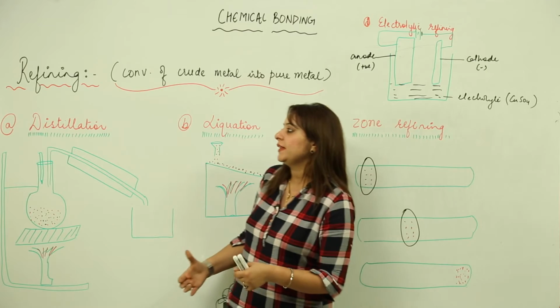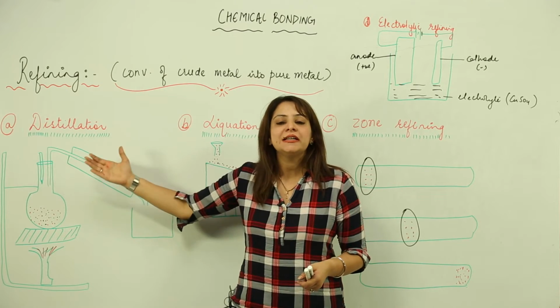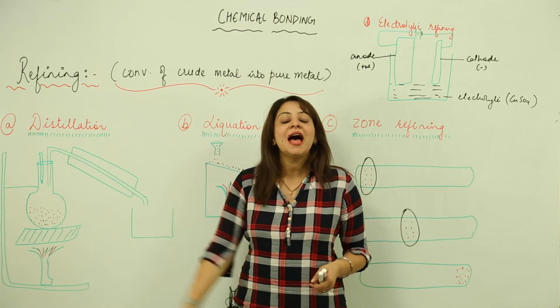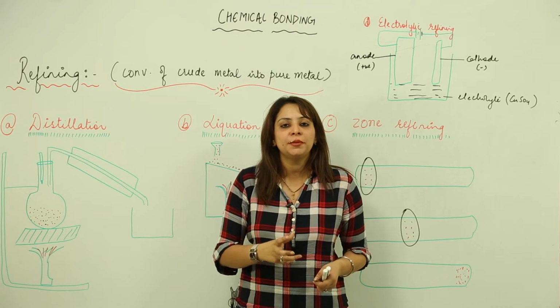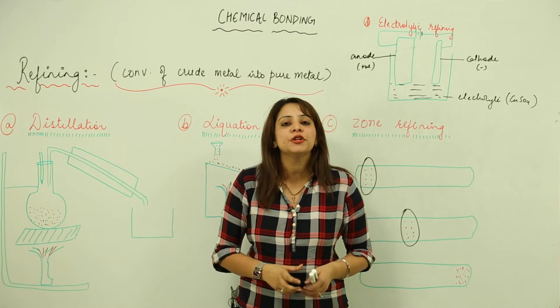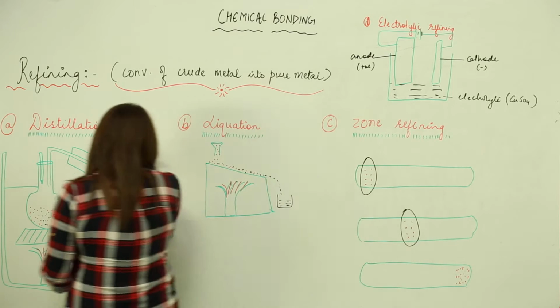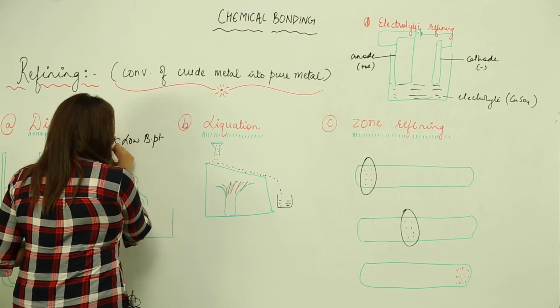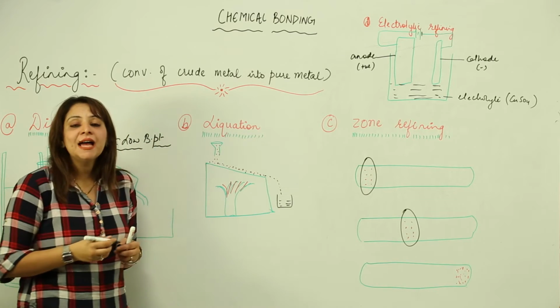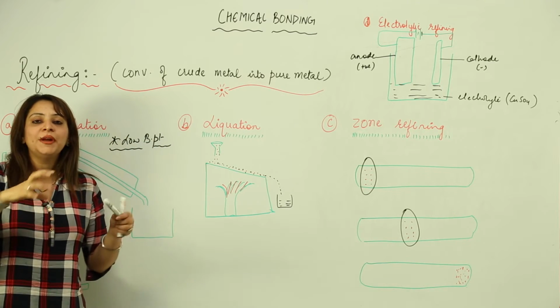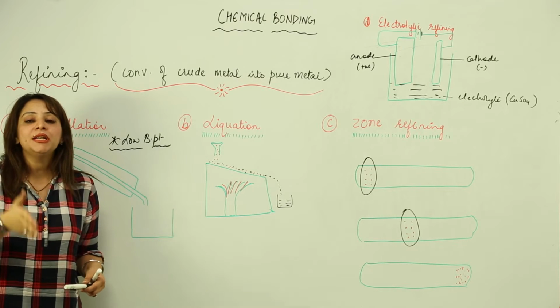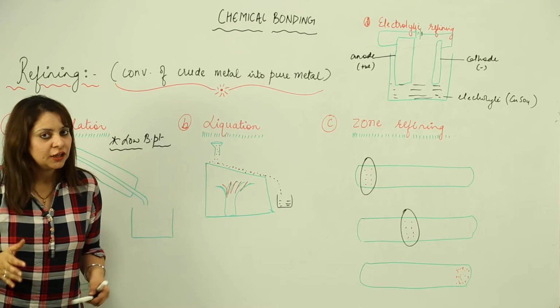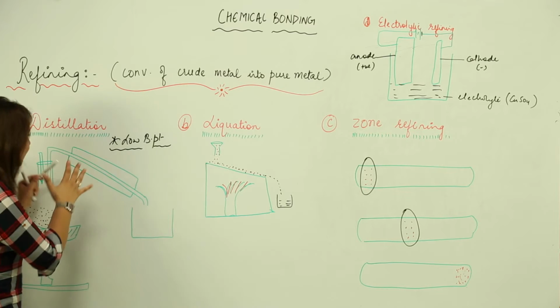The first method is distillation. This method is used for the metals which have low boiling point. The condition required for this method to be employed is that the metal which is present along with the impurities should possess a low boiling point. So see how we are going to do this distillation.